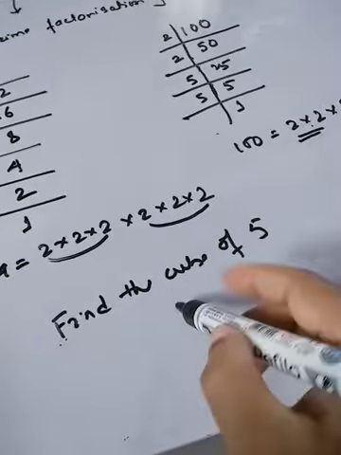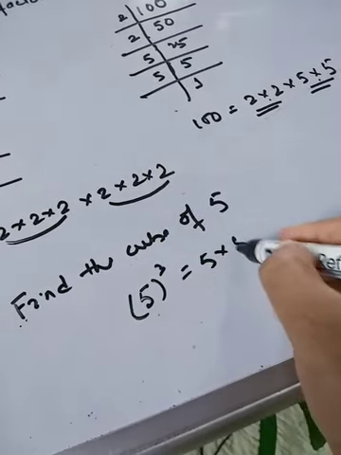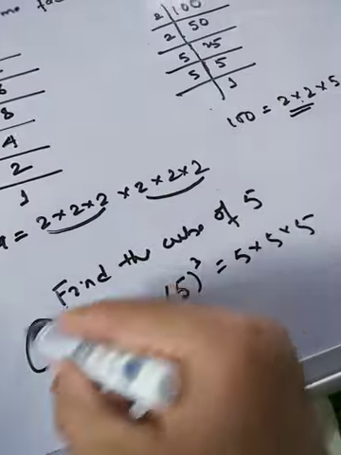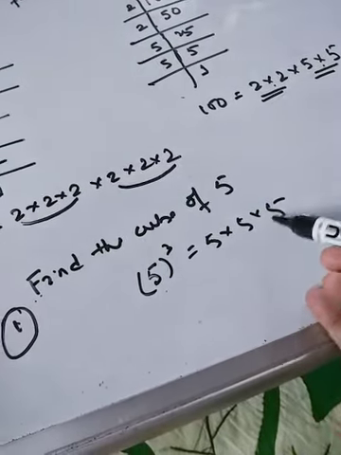So how will you do it? 5 means 5 cube, 5 into 5 into 5. This is a simple 1 mark question. Find the cube of 5: you have to multiply 5 three times, 5 into 5 into 5.